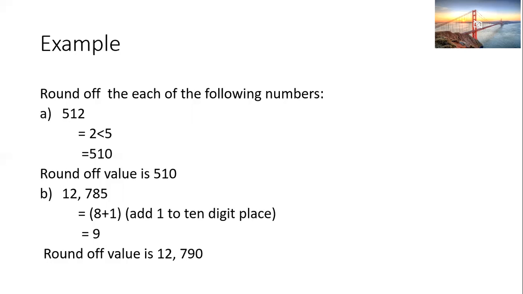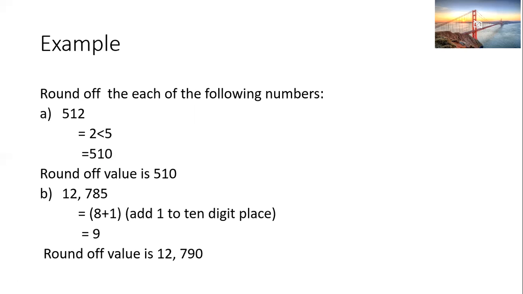What will we do? First, check the ones place value. What's the ones place value? 2. Is it greater than 5 or less than 5? Yes, less than 5. You can put the value 0 in the ones place; otherwise the number stays the same. Suppose the number is less than 5, you only change the ones place value and put 0 in the ones place. So 510 is the rounded value.